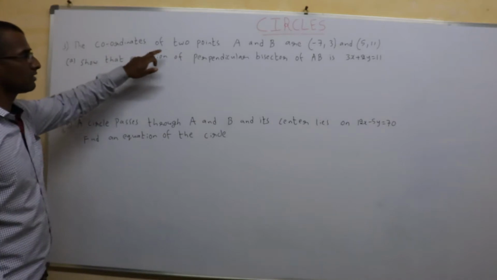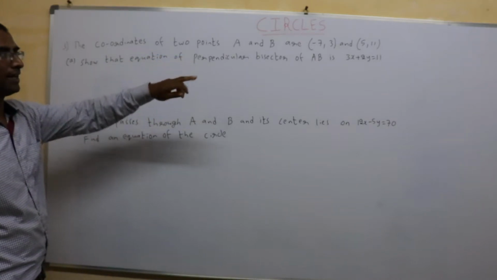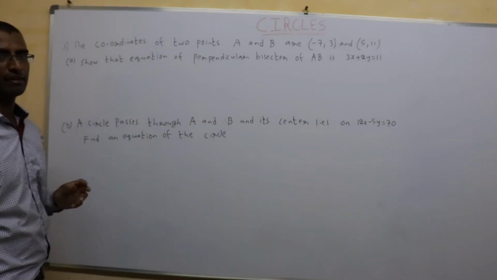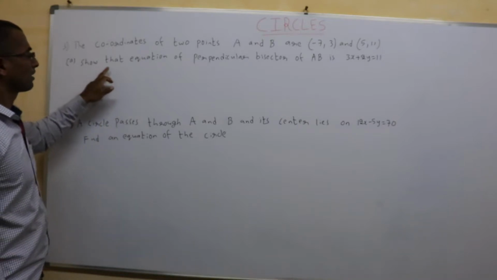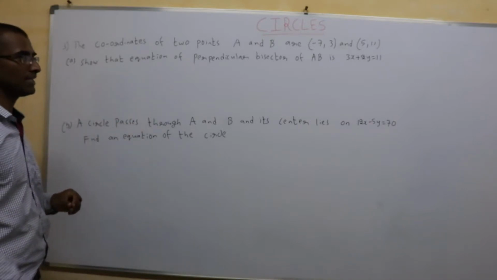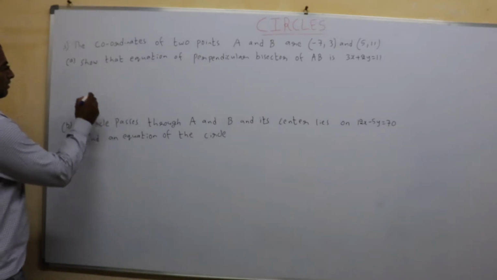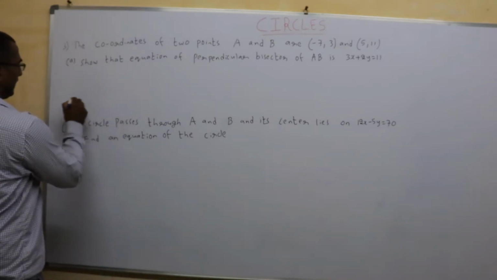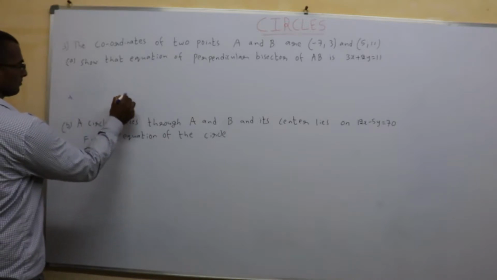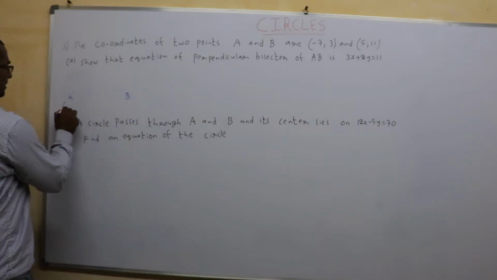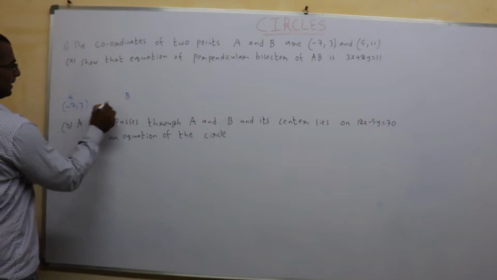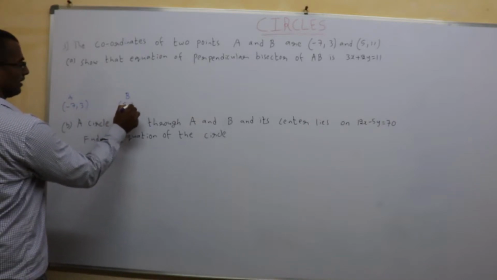The coordinates of 2 points A and B are -7, 3 and 5, 11. Show that the equation of the perpendicular bisector of AB is that much. That means if I take A and B here, A is -7, 3, B is 5, 11.